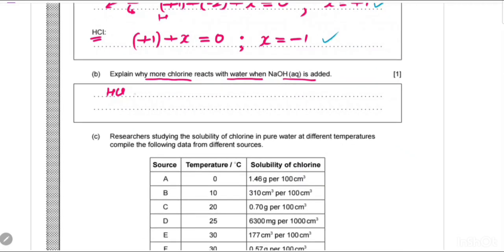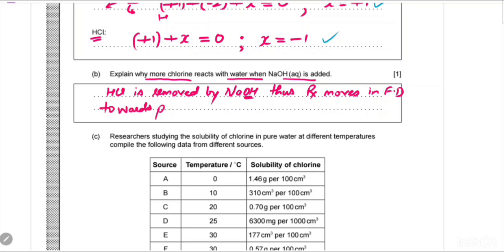So what I will write is: HCl is removed by sodium hydroxide, which is a base, NaOH. Thus, the reaction moves in the forward direction, that is, right hand side towards the product side, that is, more chlorine will react.